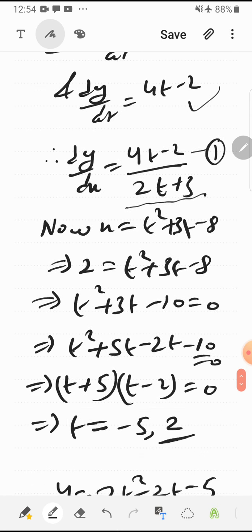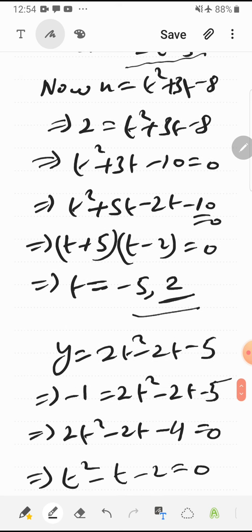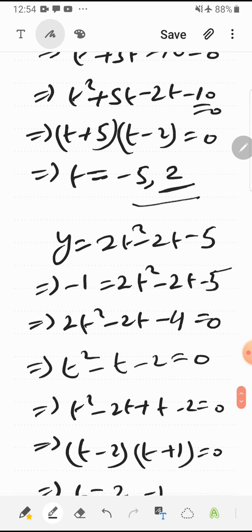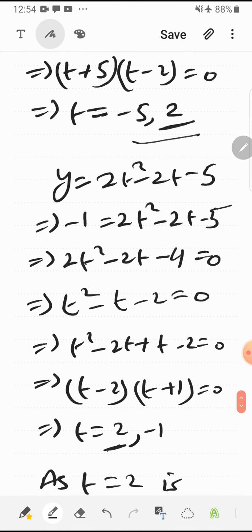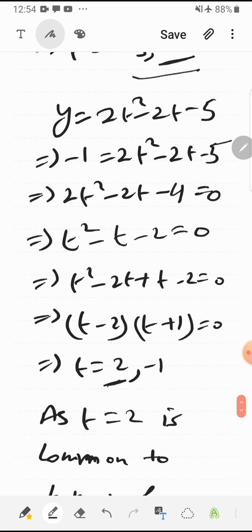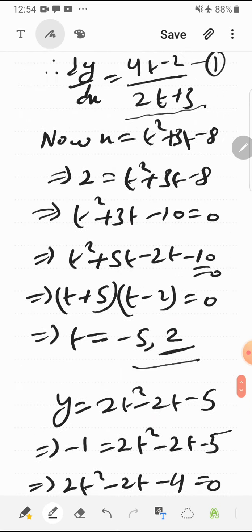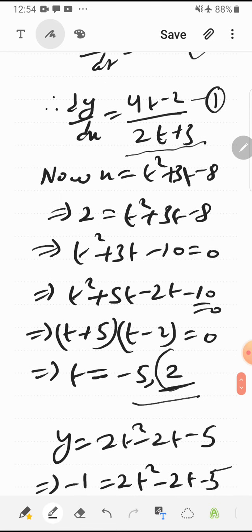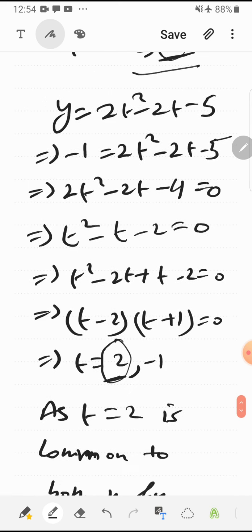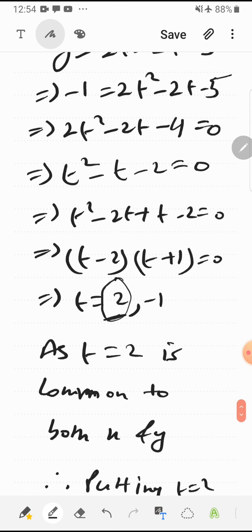I am getting a quadratic equation, and solving this by middle term splitting, I get t as minus 5 and t as 2. Similarly, I am putting y as minus 1. Again I get a quadratic equation, which after middle term splitting gives t equals 2 and minus 1. Now friends, t equals 2 is common to both solutions. So that value we will accept and the other values of t we will reject. This is the main point of this question.